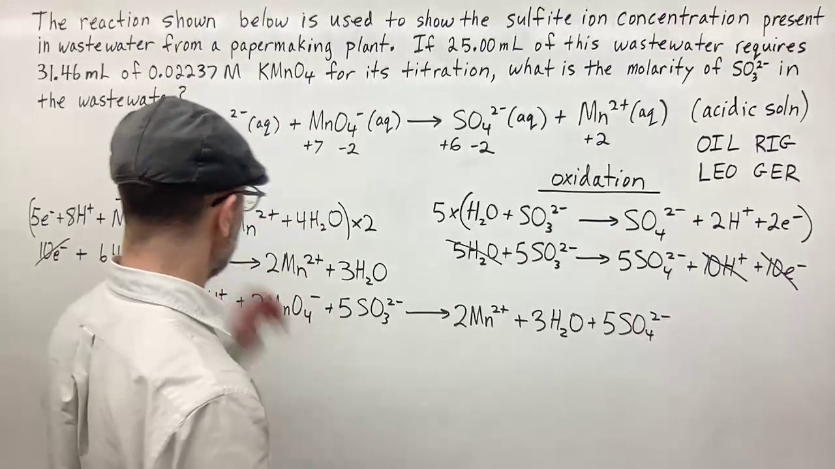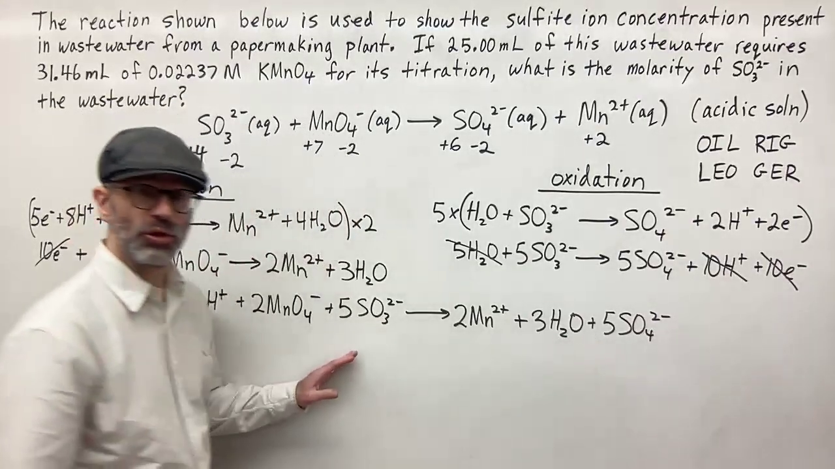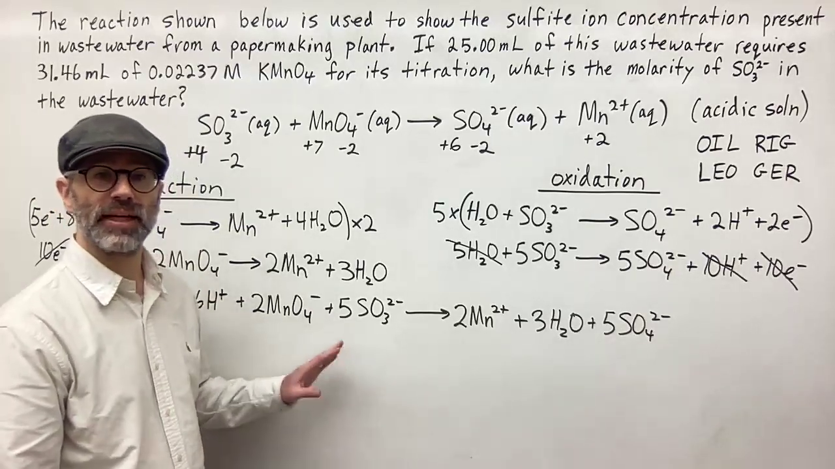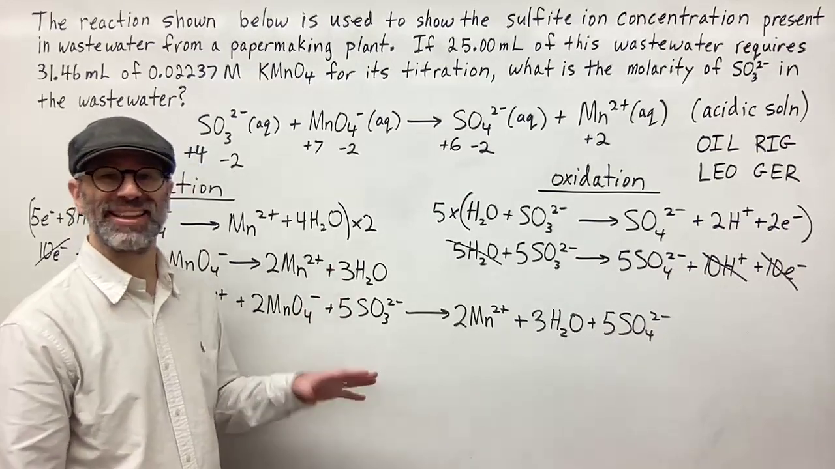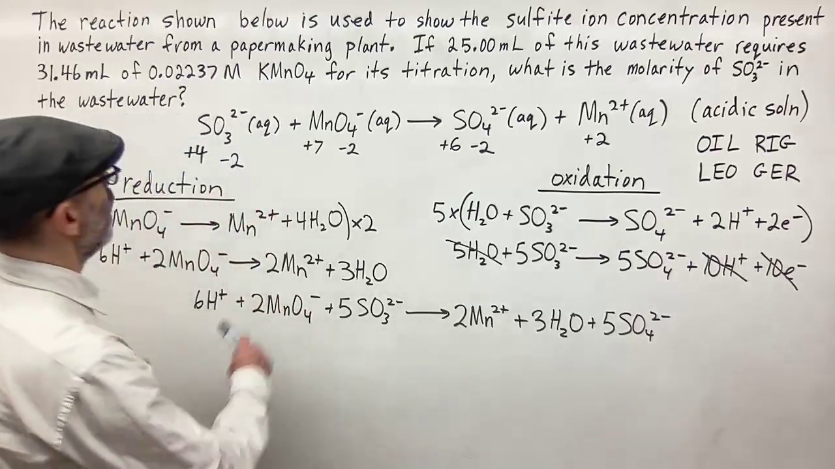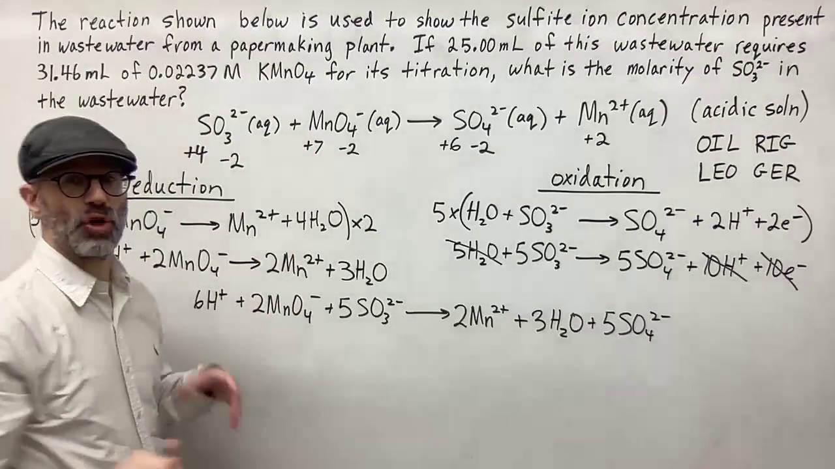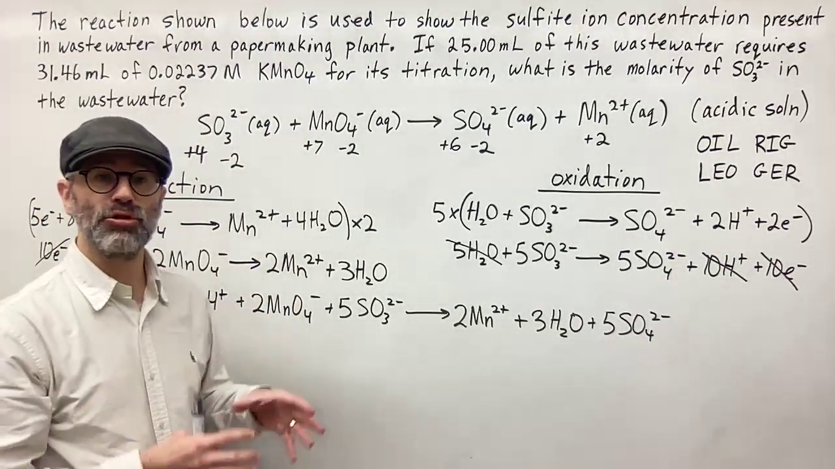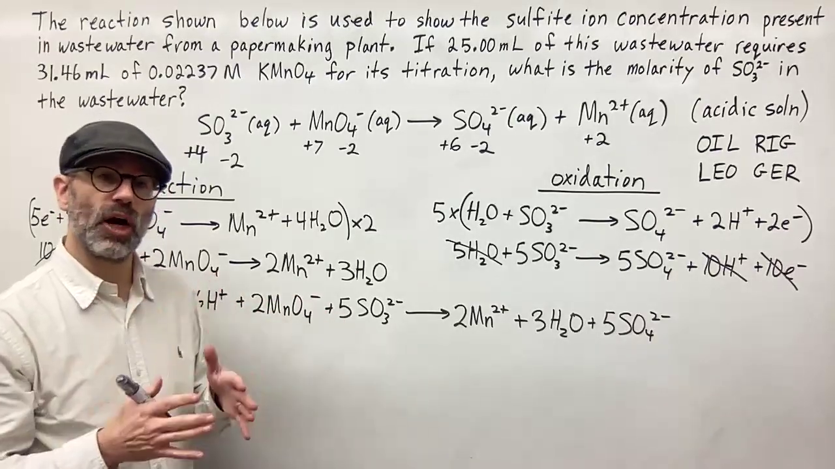And now that we have our balanced equation, we can now use this equation to do stoichiometry and figure out the molarity of the KMnO4, the molarity of the sulfite in the wastewater. Okay, so as I said before, we're given 31.46 milliliters of the KMnO4. So we know that that is what was used to titrate the wastewater.